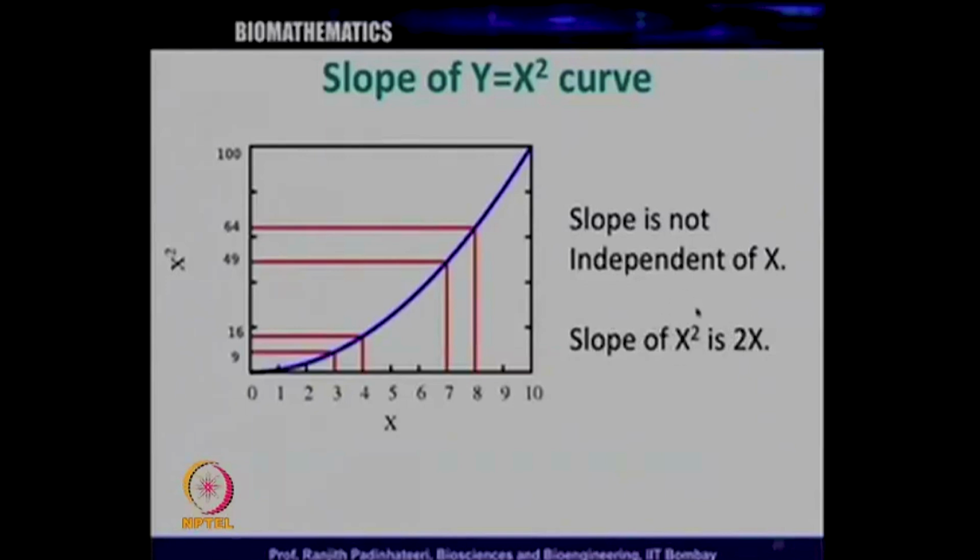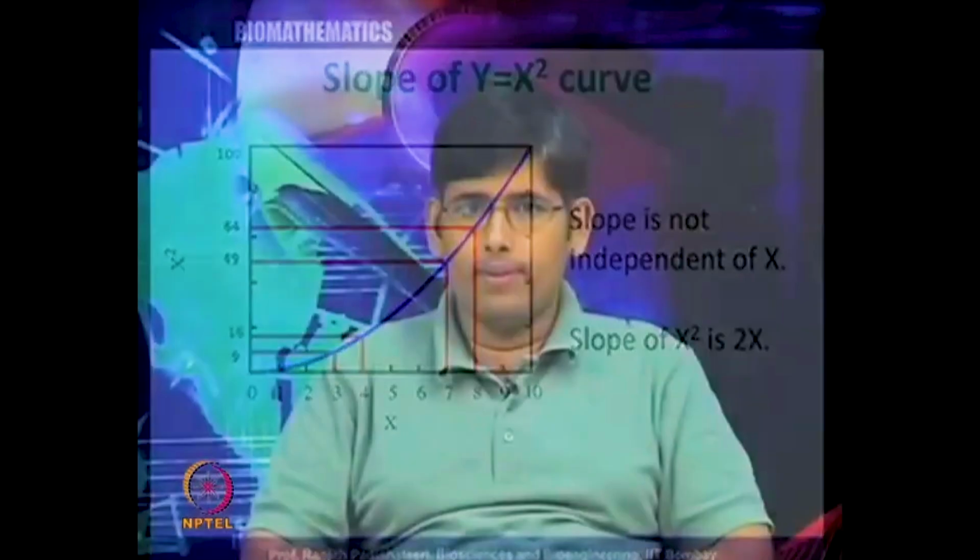We will see how we understand this, and what it means, in the next class. But at this point just understand that the slope here is not independent of x, it depends on the value of x. It is unlike y equal to x and y equal to 2x.